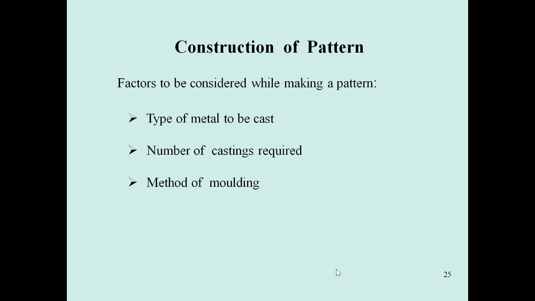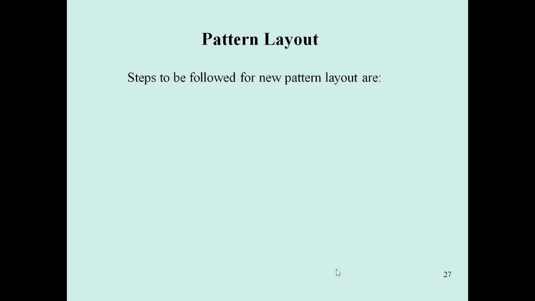Next, method of molding. What type of method are we following? Then, the type of allowances, that is, pattern allowances. First, we can see here that it consists of a pattern layout. So this is the construction of a pattern: preparation of pattern, pattern layout, construction of pattern.